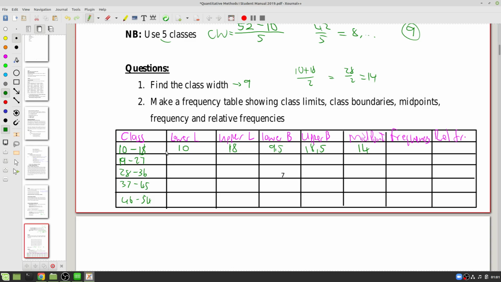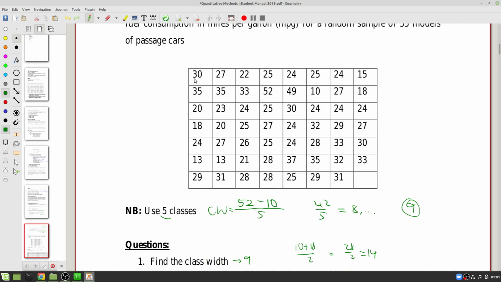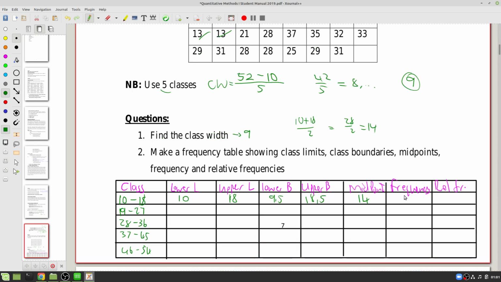The frequency, now we have to go count everything that's from 10 to 18. Okay, so anything between 10 and 18 inclusive. So that one, this one, those two, and that's it. So 1, 2, 3, 4, 5. So that's going to be our frequency.